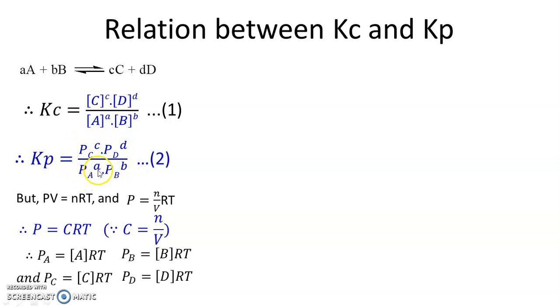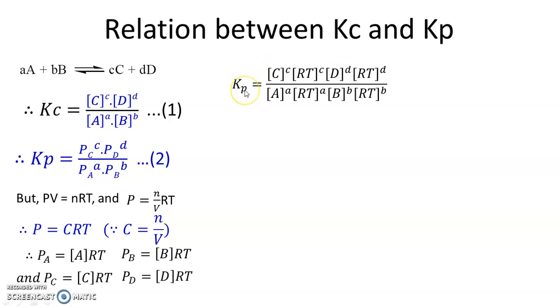Substituting the values of partial pressures in equation number 2, we get Kp is equal to, now Pc is nothing but the concentration of C into RT, and therefore concentration of C into RT raised to c, because here the coefficient is c. Actually here it should be concentration of C raised to c into RT raised to c, into concentration of D raised to d into RT raised to d, upon concentration of A raised to a into RT raised to a, into concentration of B raised to b into RT raised to b.